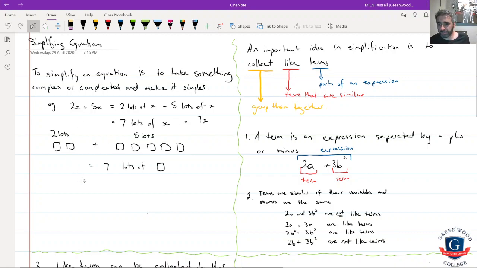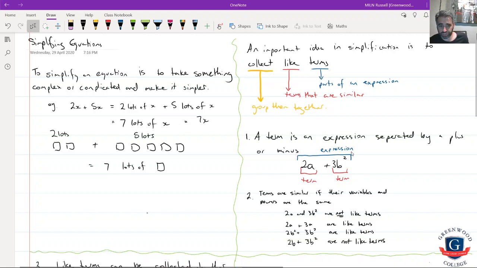Now, to simplify equations without drawing them out requires understanding a little bit about like terms. An important idea in simplification is to collect like terms. If we look at them in separate parts, a term is part of an expression. Like means something that's similar or the same, and collecting means grouping them together. So what does that mean in terms of algebra?